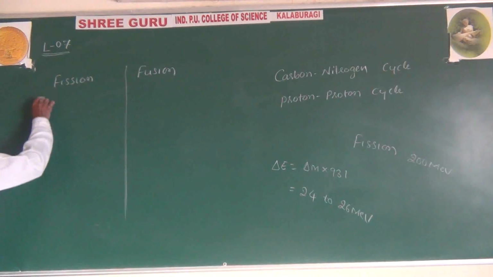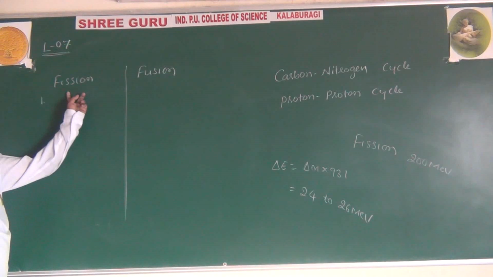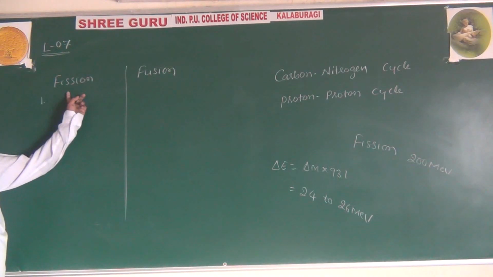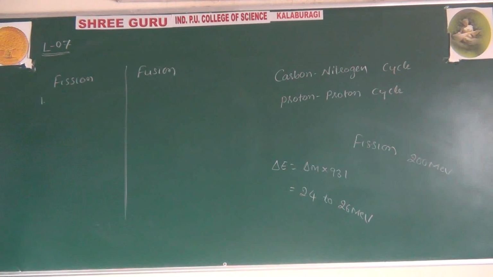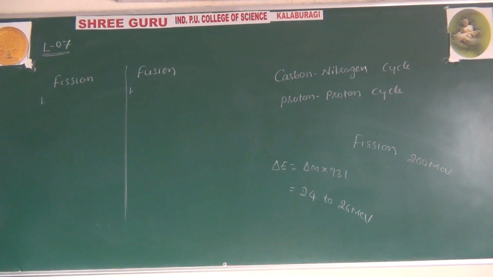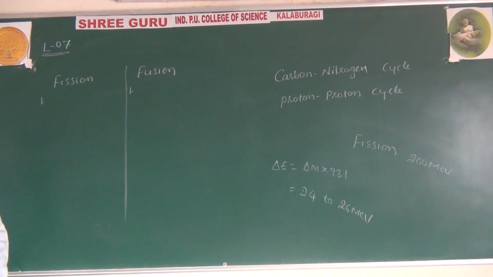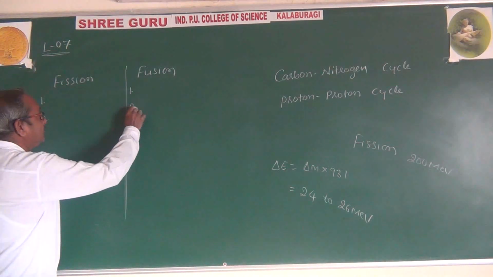The differences, one is, in nuclear fission the heavy nucleus splits up into two light nuclei of comparable masses, whereas in case of nuclear fusion, two light nuclei combine to form a heavy nucleus. That is one difference between nuclear fission and nuclear fusion.